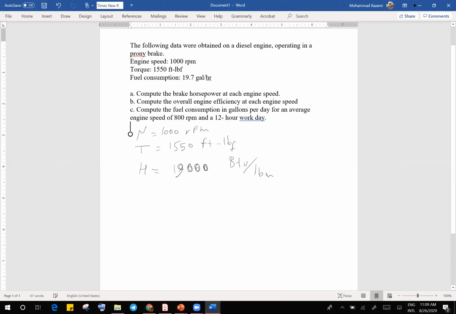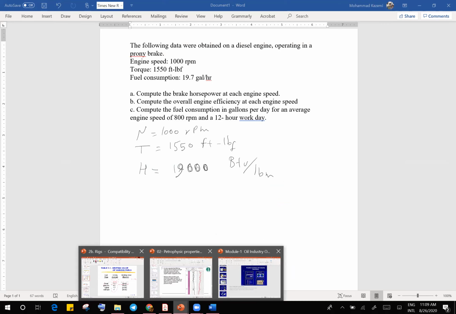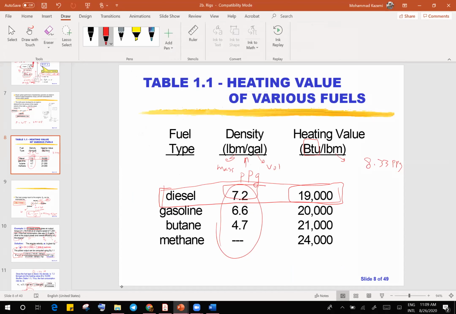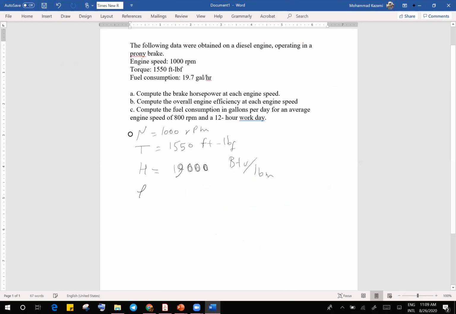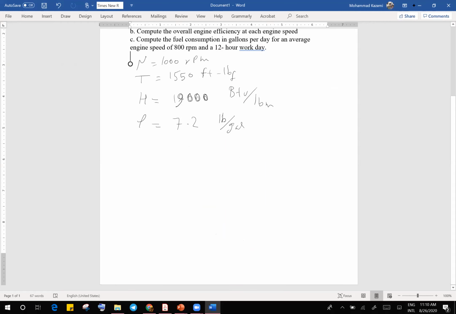And what else we have here? We have that number as well, which is the density, right? Pound per gallon, 7.2. So density, 7.2 pounds per gallon. By the way, you will bring your cheat sheet or equation sheet to the exam. So you will have all these equations written for yourself, but just try to understand what they do, okay?